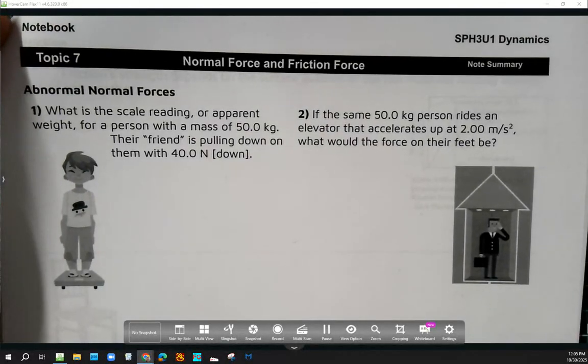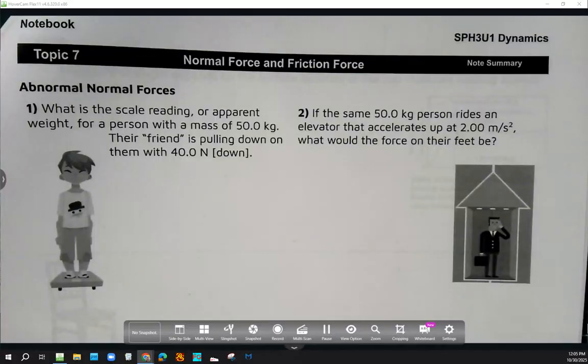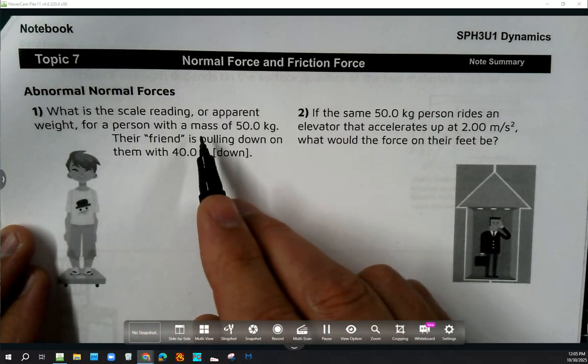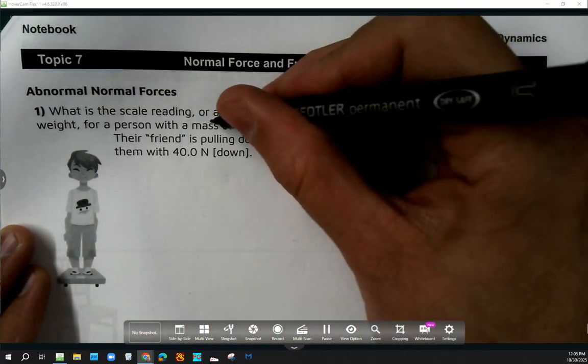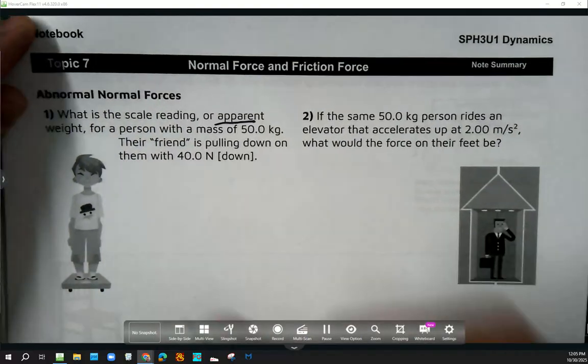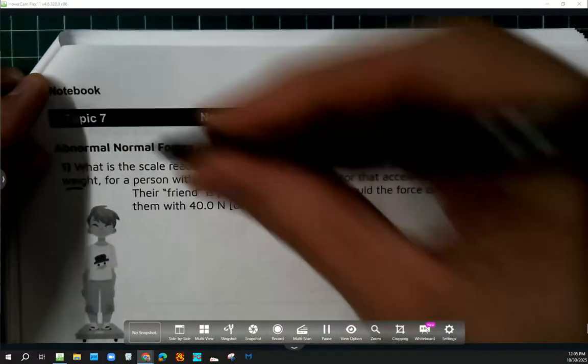So, I've got this, looks like there's a kid sitting on a bathroom scale. And it tells us in the problem that we're trying to find the apparent weight. Now, the apparent weight, or the scale reading. Let's just talk about what that is really quickly. The apparent weight, let's make a little jot here.